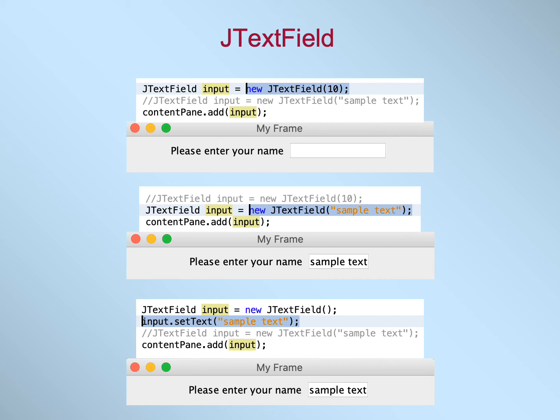If we want to display a specific text inside our text field, we can do it by writing equal new JTextField. For example, over here, I wrote "sample text". So when you run it, it will display sample text in the text field. Another way to do it, say that we have JTextField input equal to new JTextField, we can set the text by using the setText method. So we can write it as input.setText. For example, over here, I wrote "sample text". If you run it, you will get the same output as what we did in the second code.